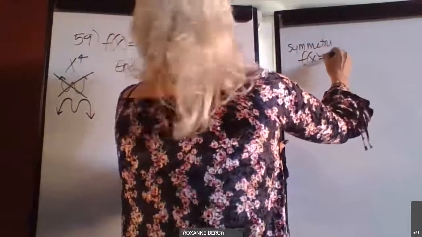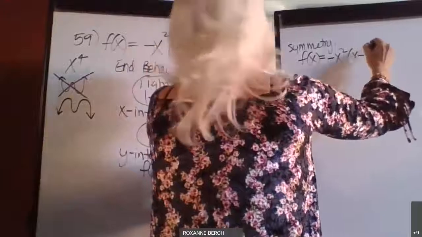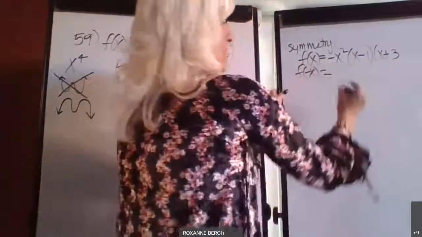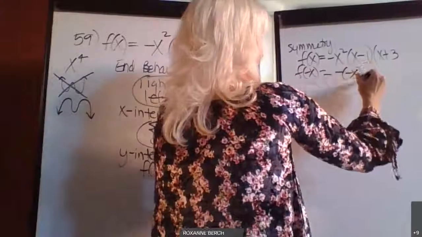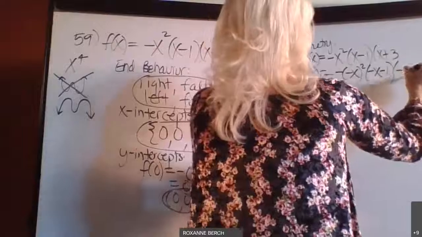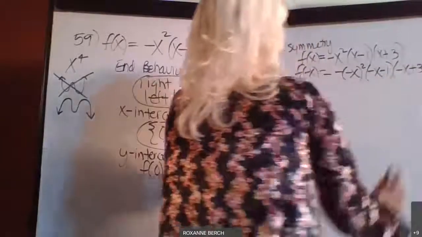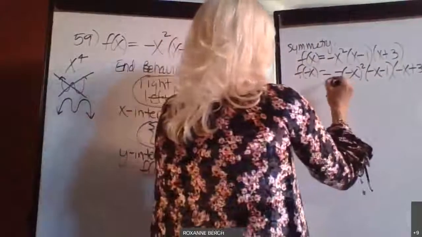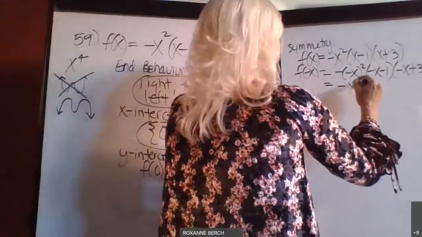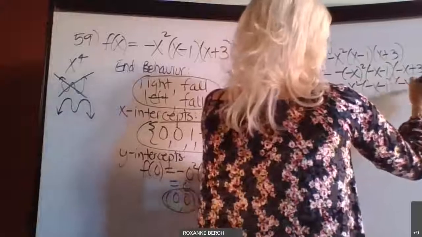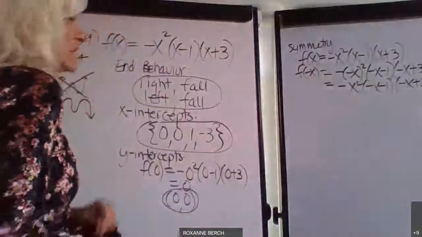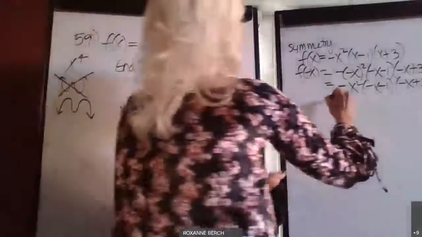We have the function f of x is equal to -x squared times x minus 1 times x plus 3. We're going to put in a -x. So this would be -x quantity squared times -x minus 1 times -x plus 3. And this doesn't look exactly opposite. This just looks like a bunch of garbage. So that's not exactly opposite. So there's no symmetry. So we're going to say none.